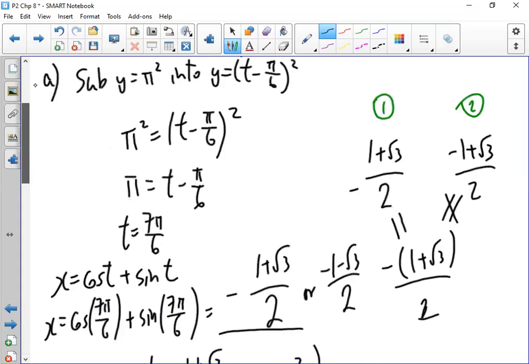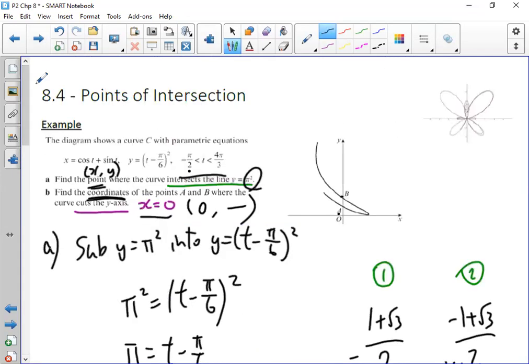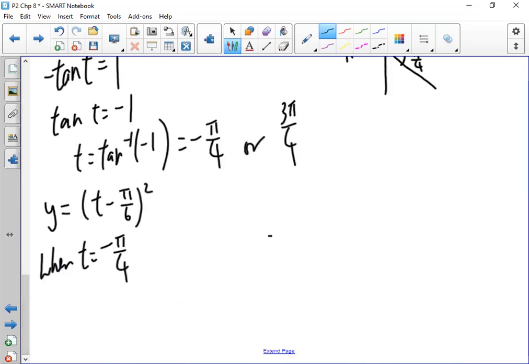Can I just say something in this question? This question wants you to find the exact value. Probably it didn't say so in part B, but make sure you put an exact value in part B. Exact value. I have to stress it because if you put the whole thing in the calculator, it will give you a decimal. So when t equals minus pi over 4, y equals negative pi over 4 minus pi over 6, all squared. Now if you put the whole thing in the calculator, it will give you a very weird decimal.